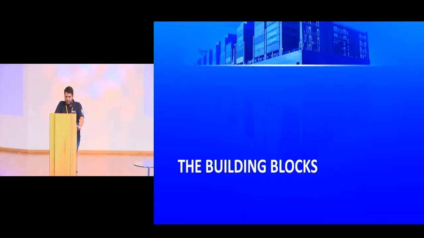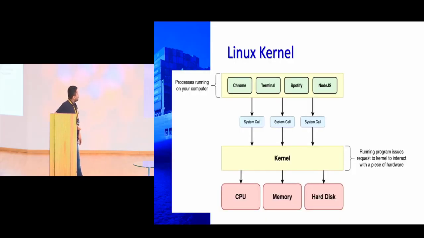So, building blocks. This is how the Linux kernel looks today, or the complete OS. You have a number of applications like Chrome, Terminal, and a number of other things. And the kernel is an intermediate layer which talks to the hardware, and the applications talk to the kernel. So this is how a Linux system works today. Most of the Linux systems have their own kernel.